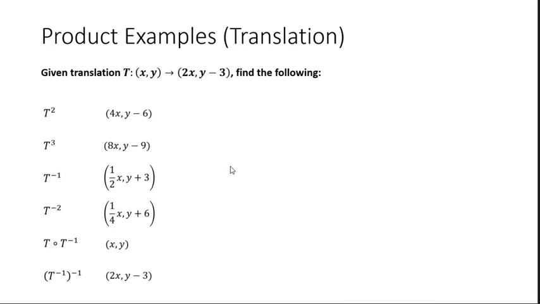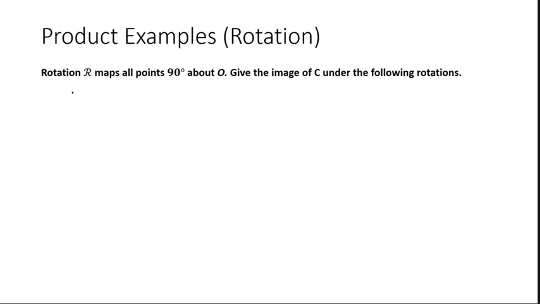So we've seen multiple examples of translations. Now let's try one last type of problem, and that is with rotations. Let's say we had this rotation of r. That's a fancy r for rotation. A regular r is reflection. And this r maps all the points 90 degrees about point O. So point O is the center, and we're rotating 90 degrees.